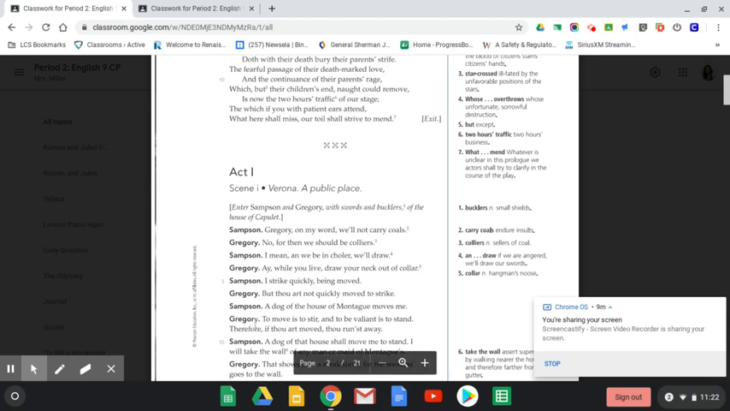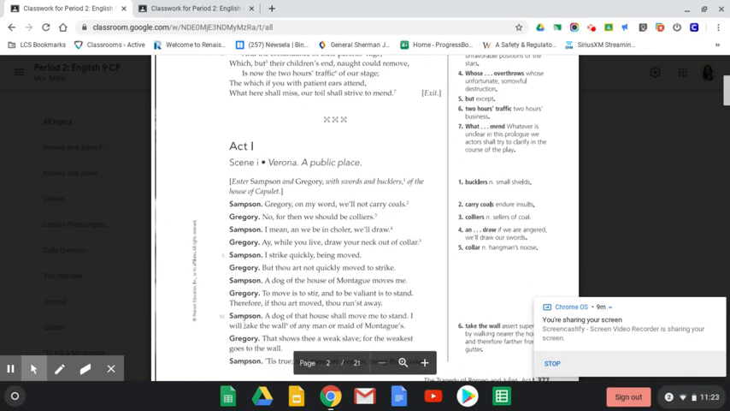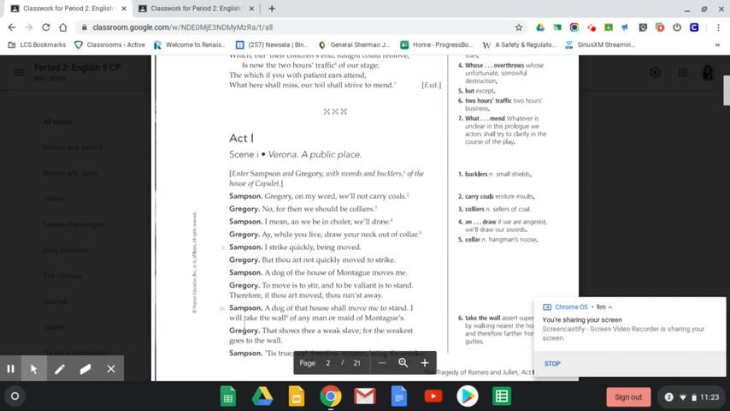"To move is to stir, and to be valiant is to stand. Therefore, if thou art moved, thou runn'st away." "A dog of the house shall move me to stand. I will take the wall of any man or maid of Montague." So basically, they are going to show that they're superior, and if they feel insulted at all by the Montagues, they're just going to start a fight, even if it's with a maid.